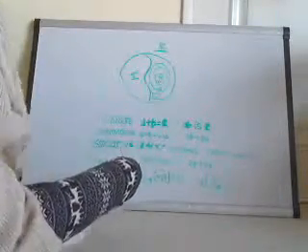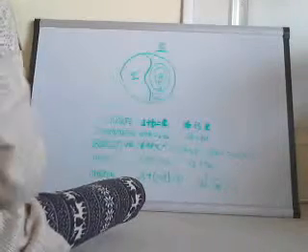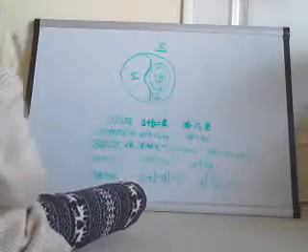So these are the different main properties that you'll need to know, and the different categories of real numbers.